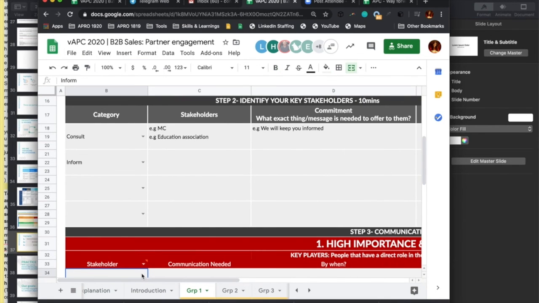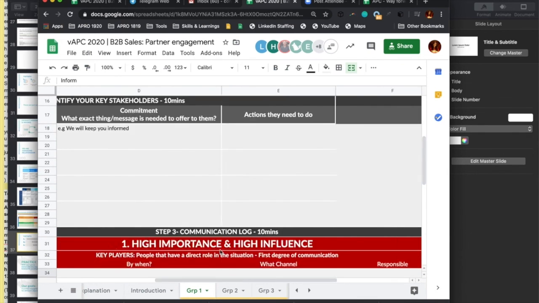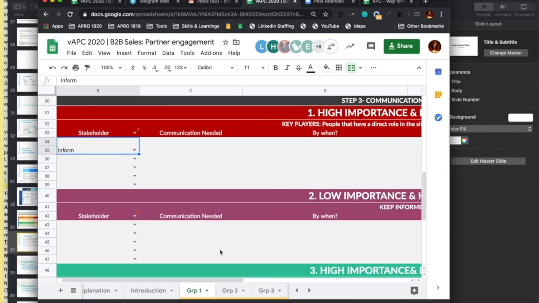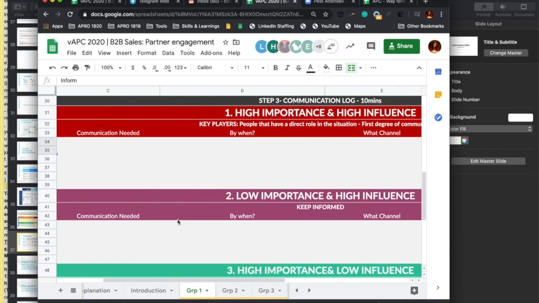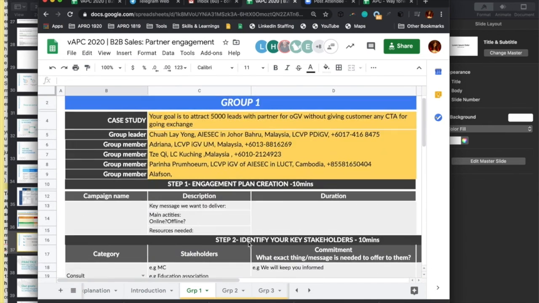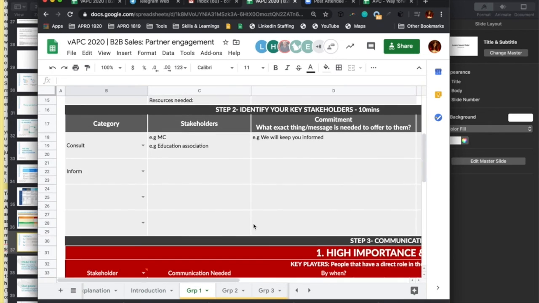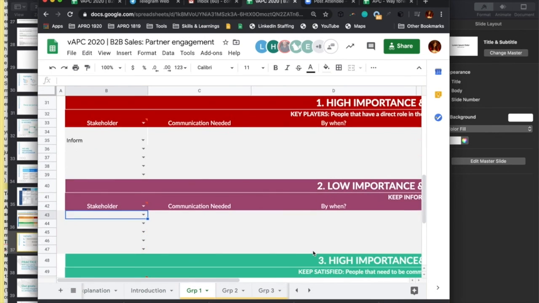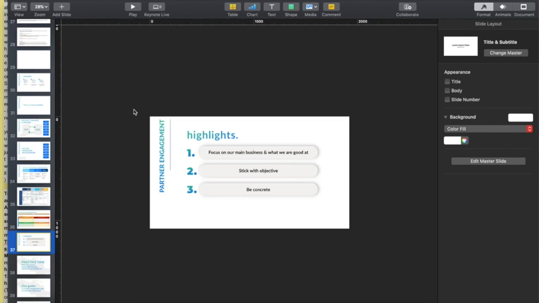Maybe MC is in this block because they can give us a lot of resources, so we can just put all of the things here. And then who is low importance but high influence, maybe can be our BOA. So by using this framework, it can help you be more clear about who are the most important stakeholders that you are going to focus on. Yeah. So that's all for the framework.